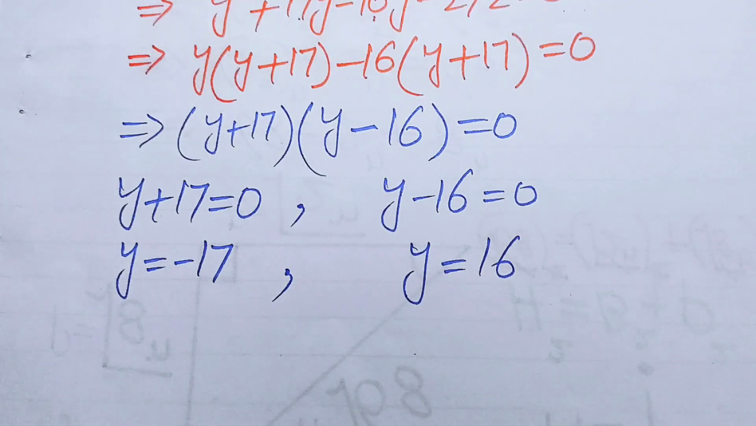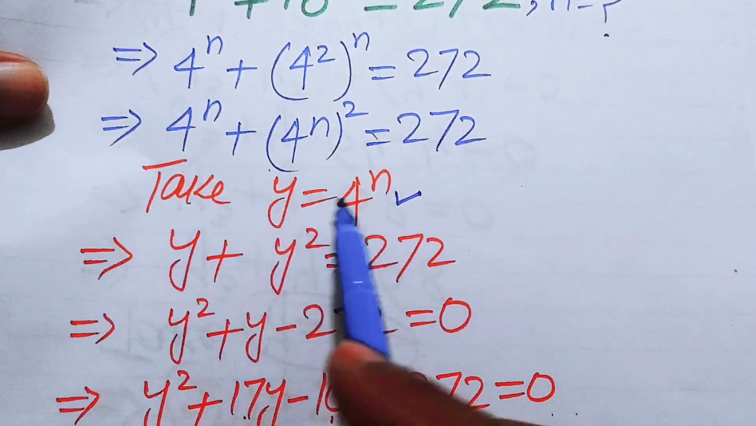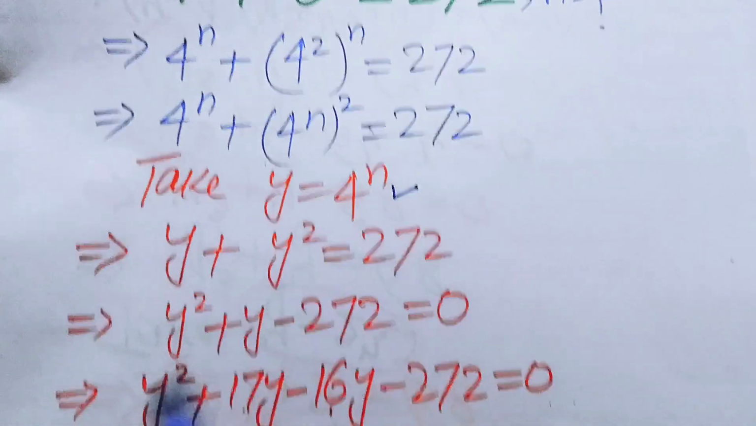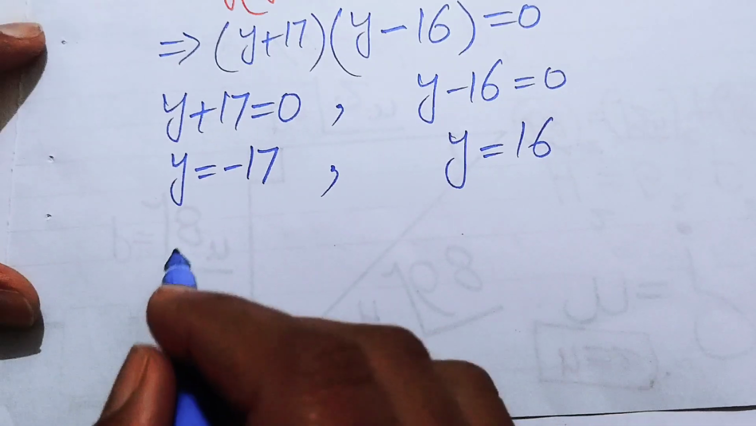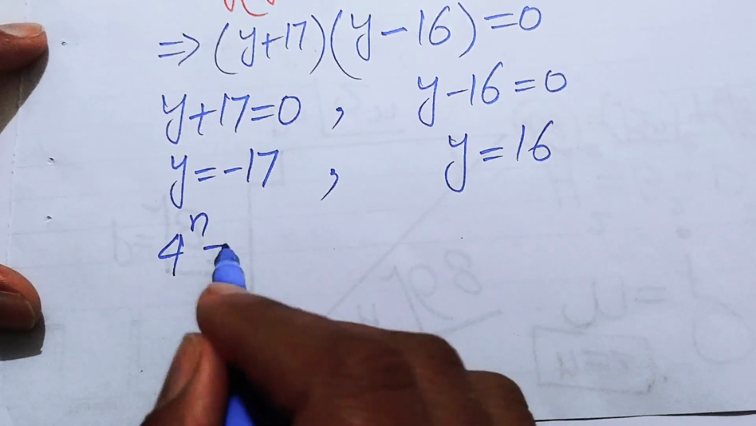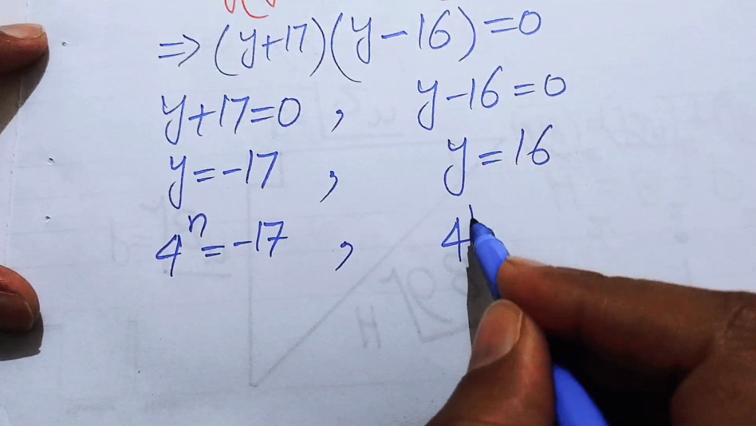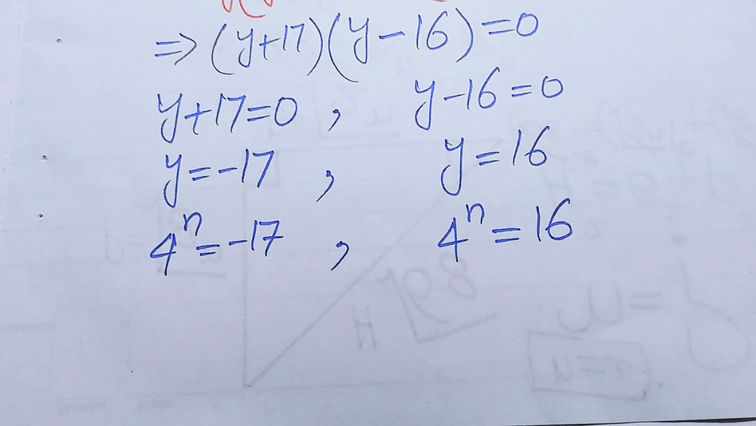And now we back substitute the value of y, where we have y equals 4 to the power of n. So we back substitute the value of y here, and we have 4 to the power of n equals minus 17, and here you have 4 to the power of n equals 16.